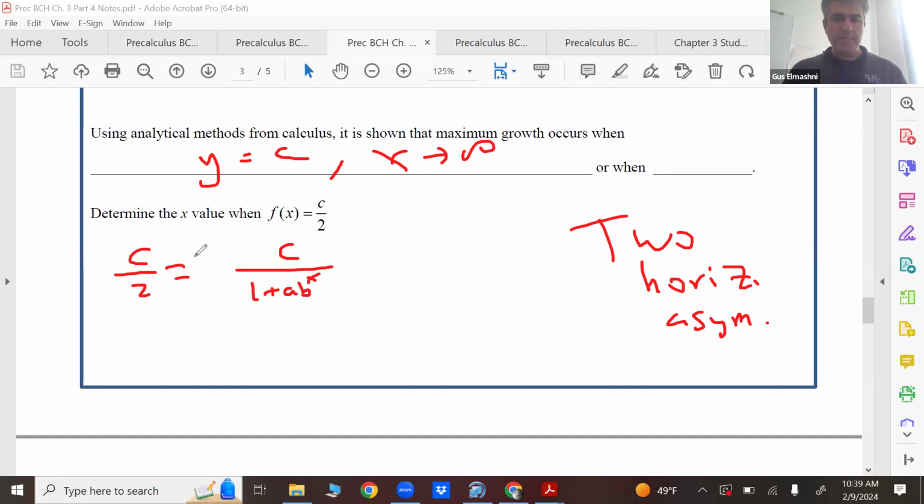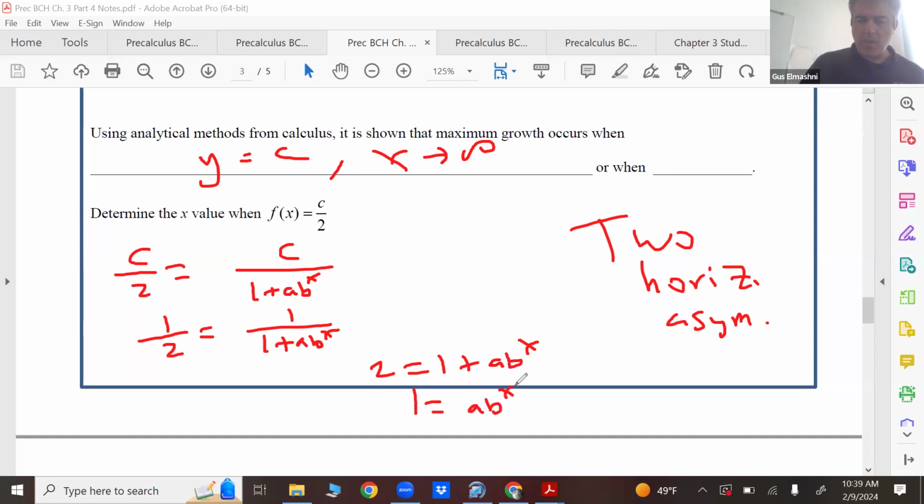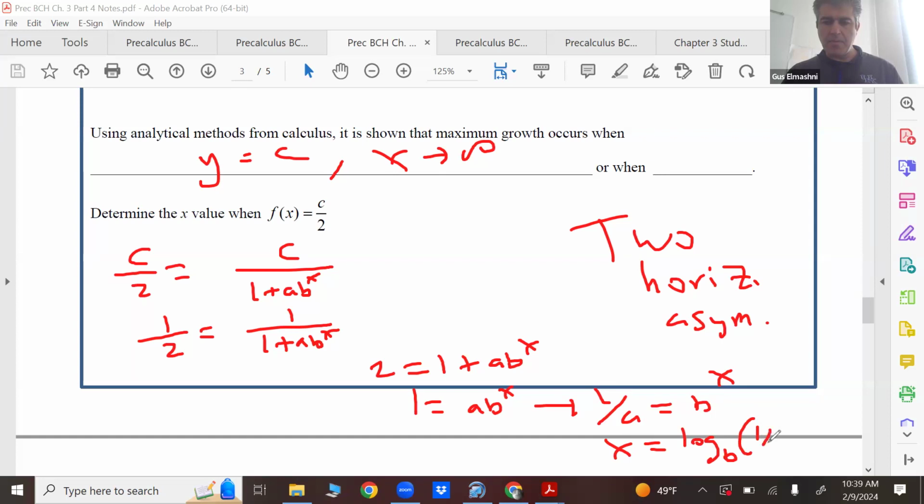So in this case, the C's cancel on each side. 2 equals 1 equals. In order for that to be true, 1 over A, X will be log base B. If you really want to get a little crazy with the math there, that's what happened.